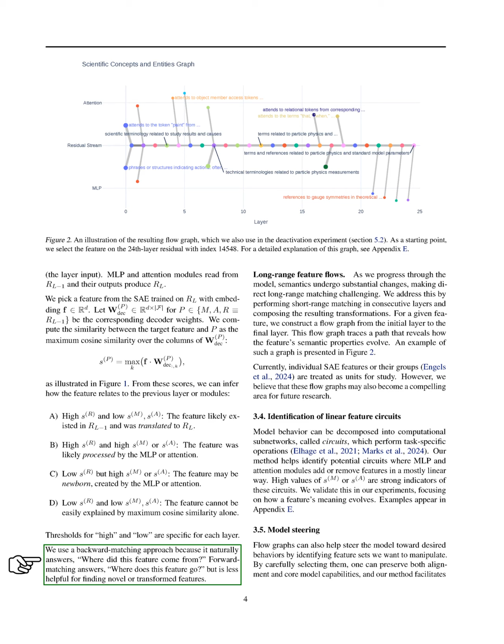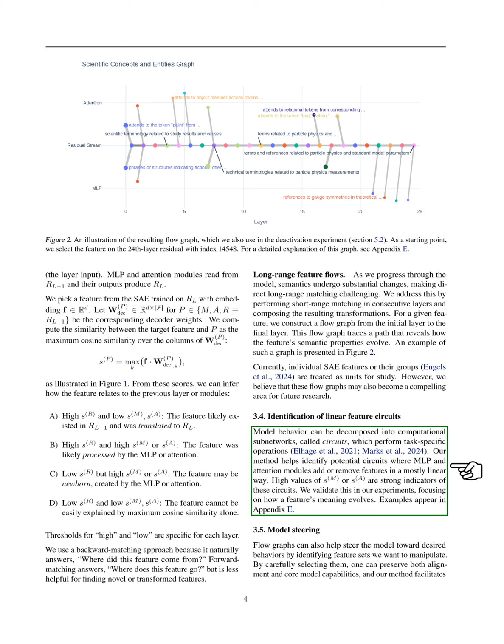We adopt a backward matching approach to answer the question of where a feature originates, as opposed to forward matching, which is less effective for identifying new or altered features. As we move through the model, we notice that the semantics of features change significantly, complicating long-range matching. To tackle this, we perform short-range matching across consecutive layers and create a flow graph that illustrates how a feature's semantic properties develop from the initial to the final layer. While we currently analyze individual features or groups, we see potential for further research into these flow graphs.